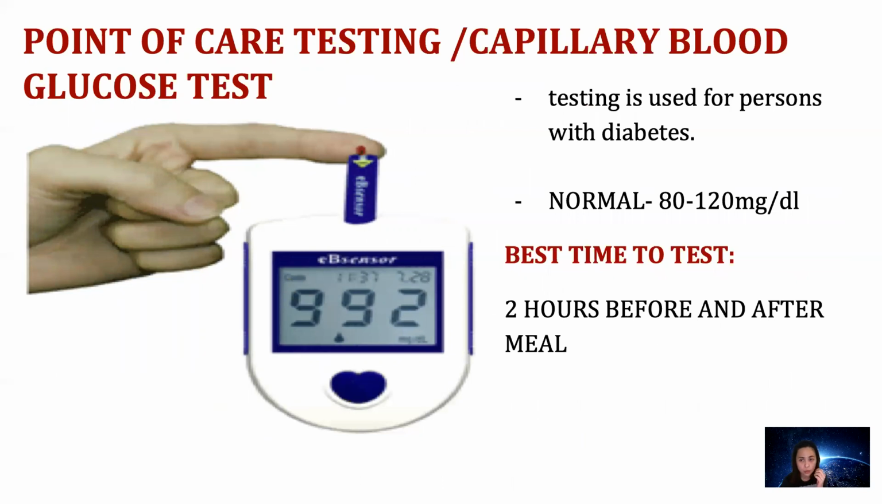So, what are the normal values of CBG? It is 80 to 120 mg per dL. The best time to test is 2 hours before and 2 hours after a meal. For example, if you usually eat at 7 a.m., you can check at 5 a.m. or 9 a.m.